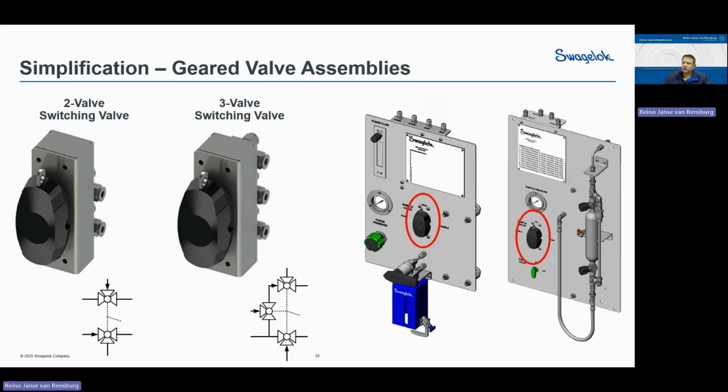So if you look at these panels, we can either have the two-way or the three-way switching valve, depending on what the panel has to do. If it's just a simple in and out, we use the two-way switching valve. And then if we start adding vent lines and purge lines, then we have the three-way option as well. But it all comes down to just having one handle to operate all of it. So that makes it a lot simpler and safer for your operators to work on.